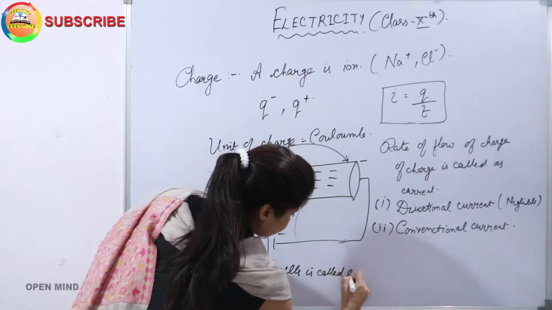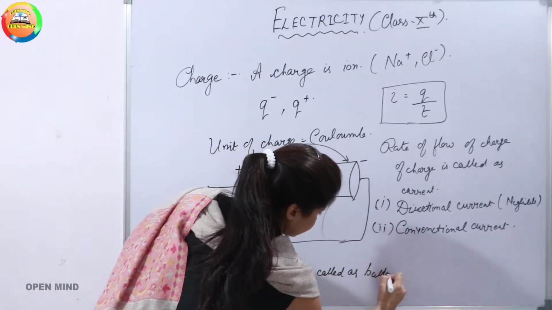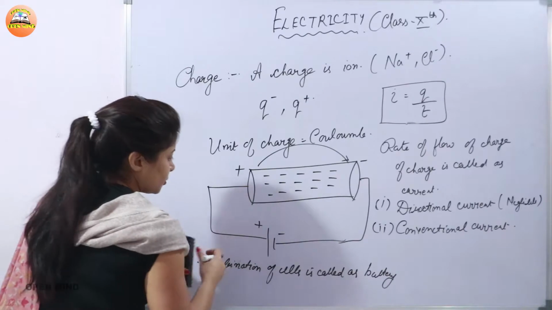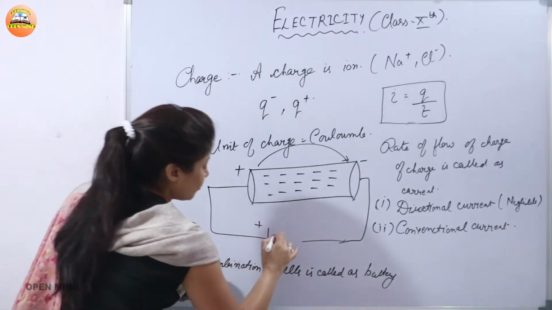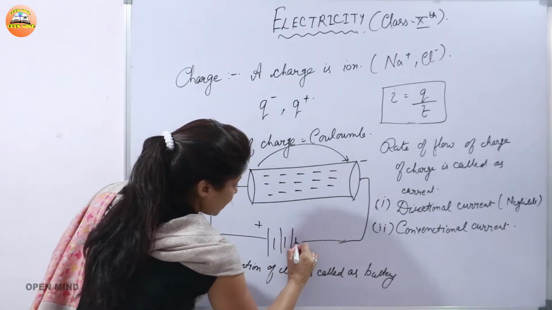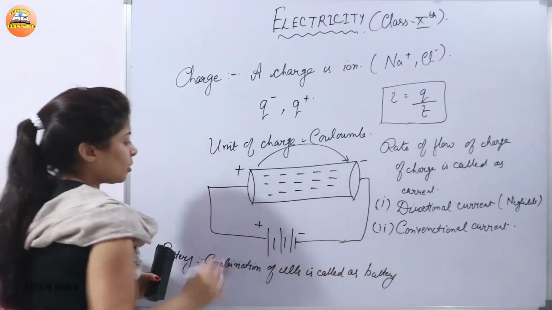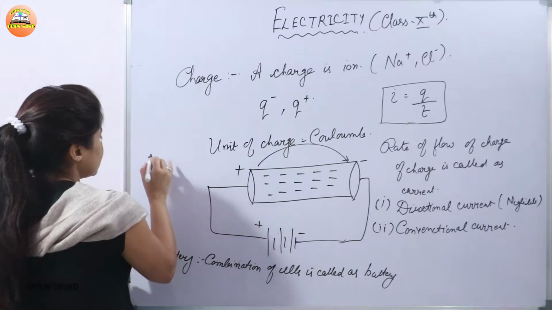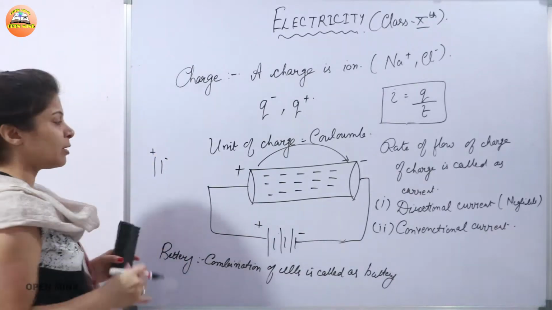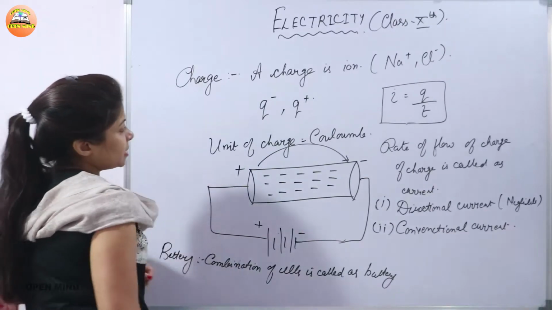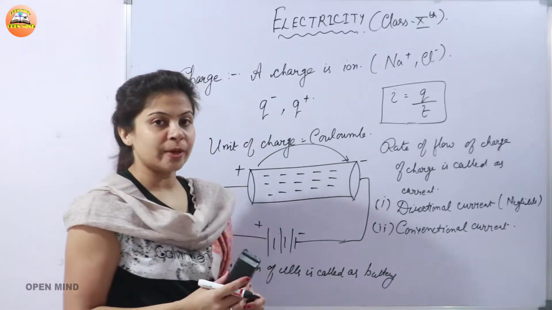Okay. So now suppose this is one cell. If we want to increase the amount of flow of current, we will make this type of symbol. So this is the symbol of battery, and this was a single, that is plus and minus. This was the indication, that is this is the symbol for a cell. Now we will see that I is equals to Q by T.